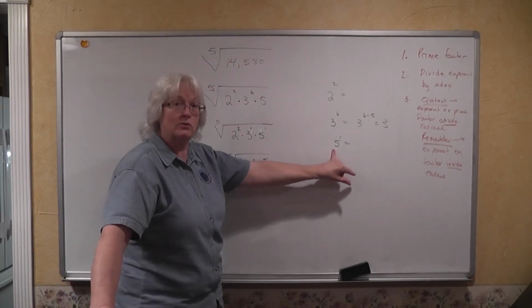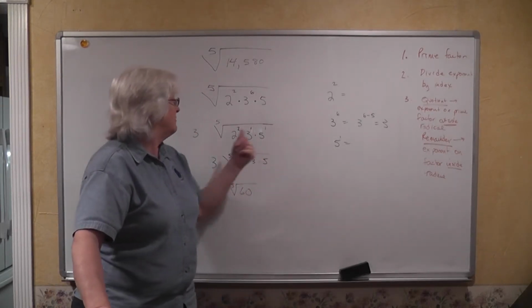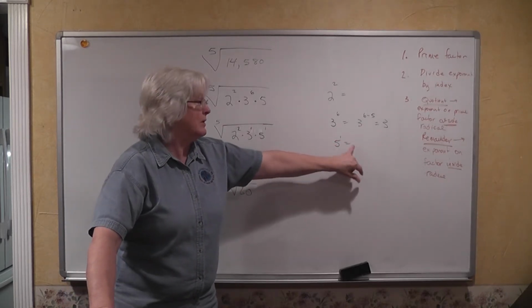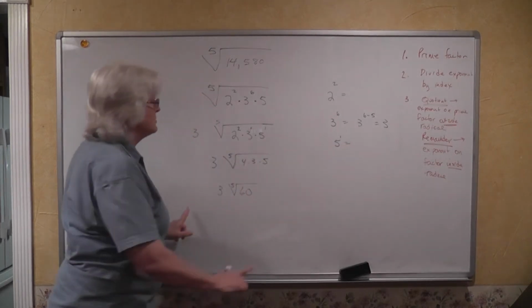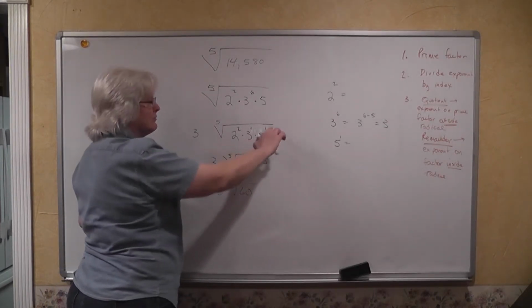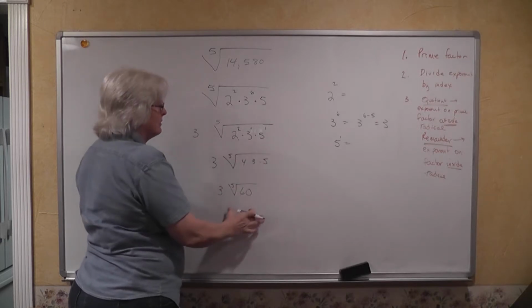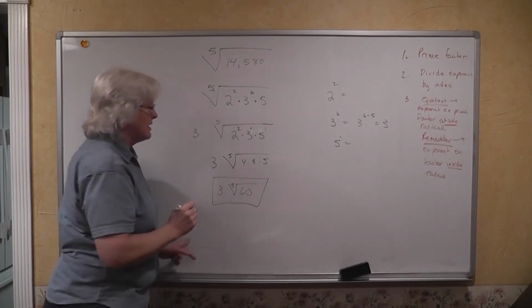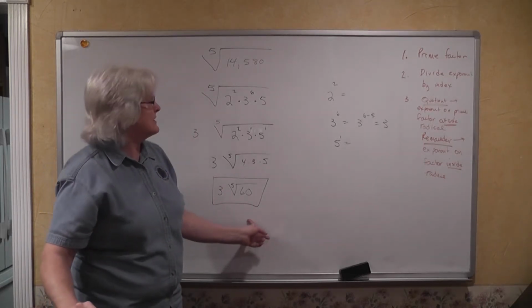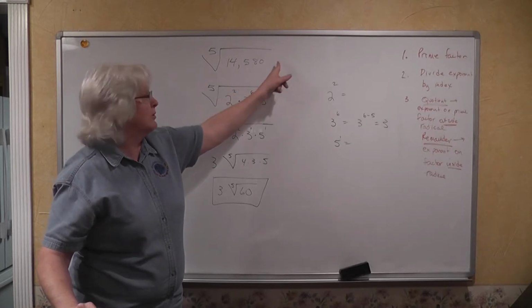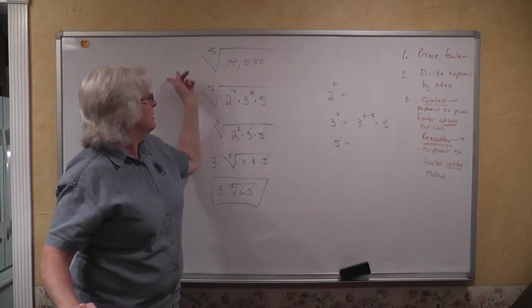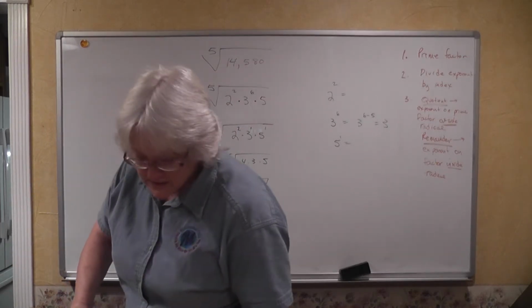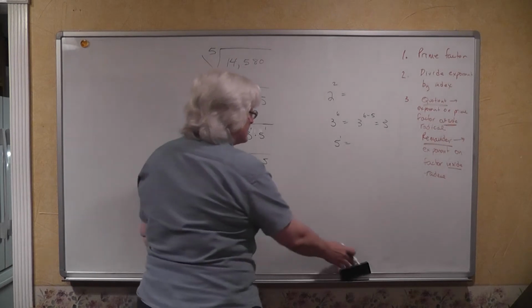Now we're going to look at this factor here of 5. We need to have 5 factors. We don't have 5 factors. How many do we have left? We just have 1. So that single factor of 5 remains underneath the radical sign. So this right here, 3 times the 5th root of 60, is the simplified form of this big old mess right here. The 5th root of 14,580.